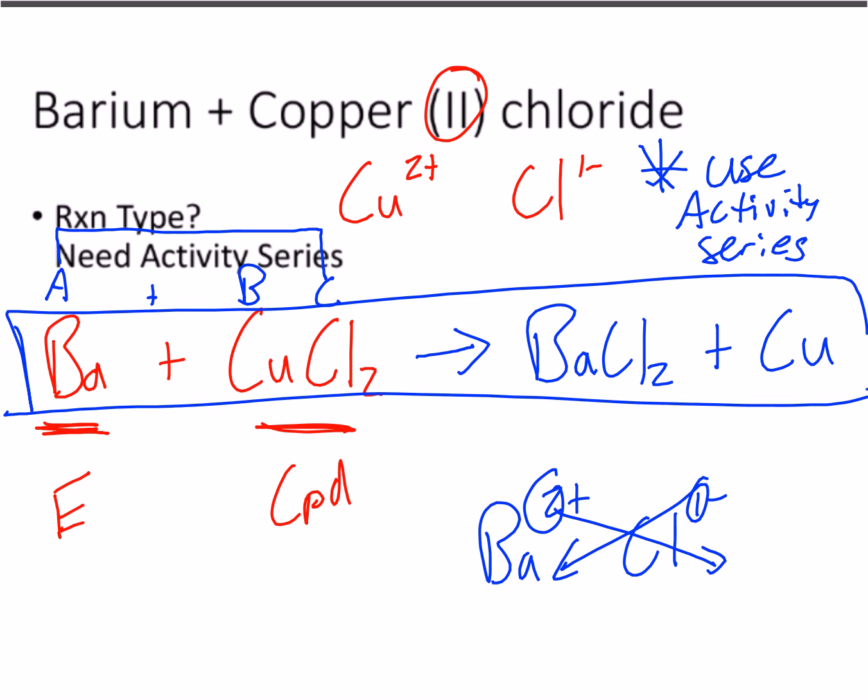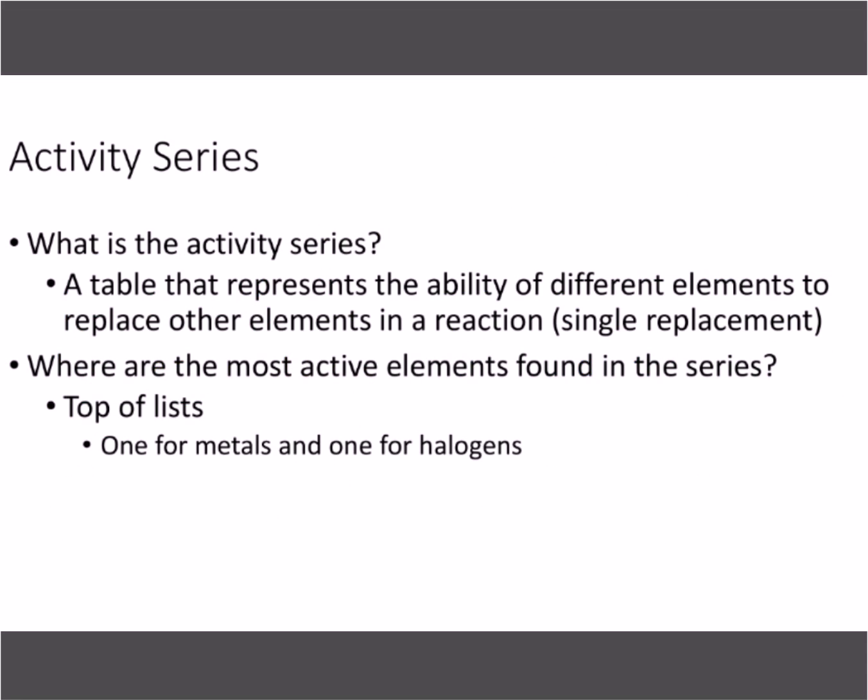When we have a single replacement reaction, we have to use what's called the activity series. Well, the activity series, guys, is right there. So page 15 in your packet, very last page of your packet, you're going to want to write that definition down where it says, what is the activity series? It's a table. It represents the ability of different elements to replace other elements, and it's dealing with a single replacement reaction. We only use it with single replacement reactions.